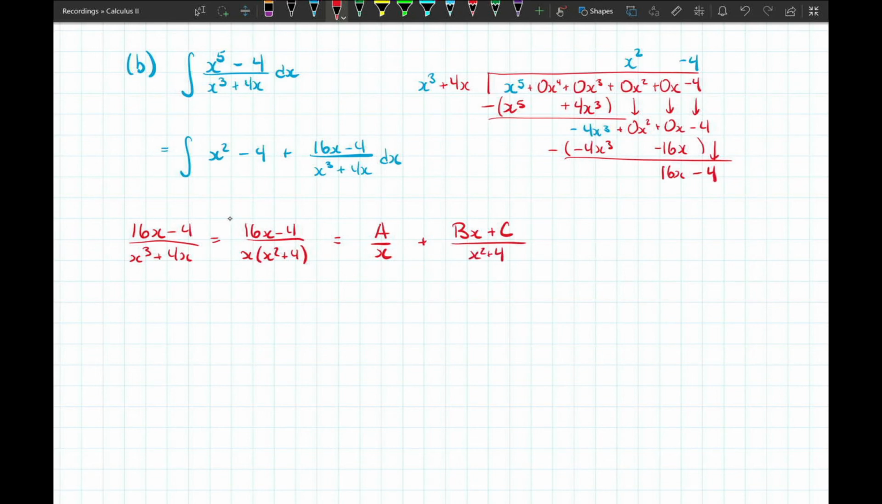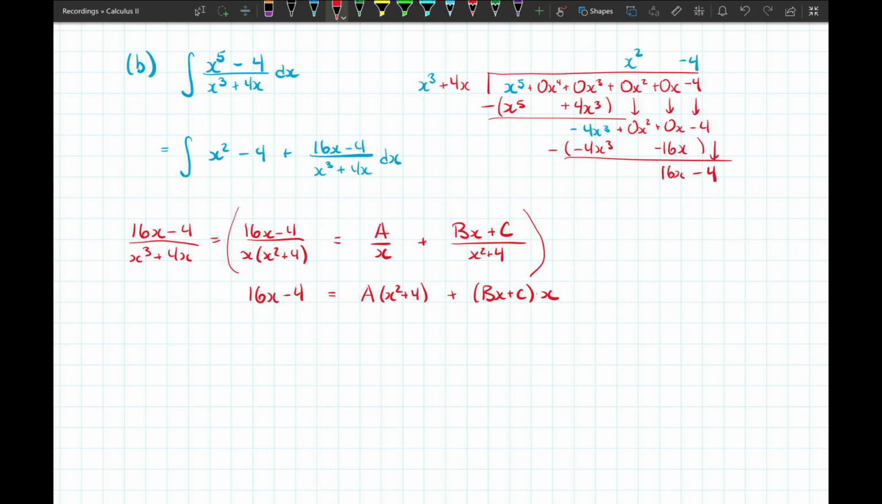Okay, taking the equation here in parentheses, I'm just going to multiply left and right hand side of that equation by x times x squared plus 4. And that cancels out all of our denominators. Now in this case, since I have a quadratic factor, I'm going to use a method where I equate coefficients of corresponding powers of x on both sides of the equation.